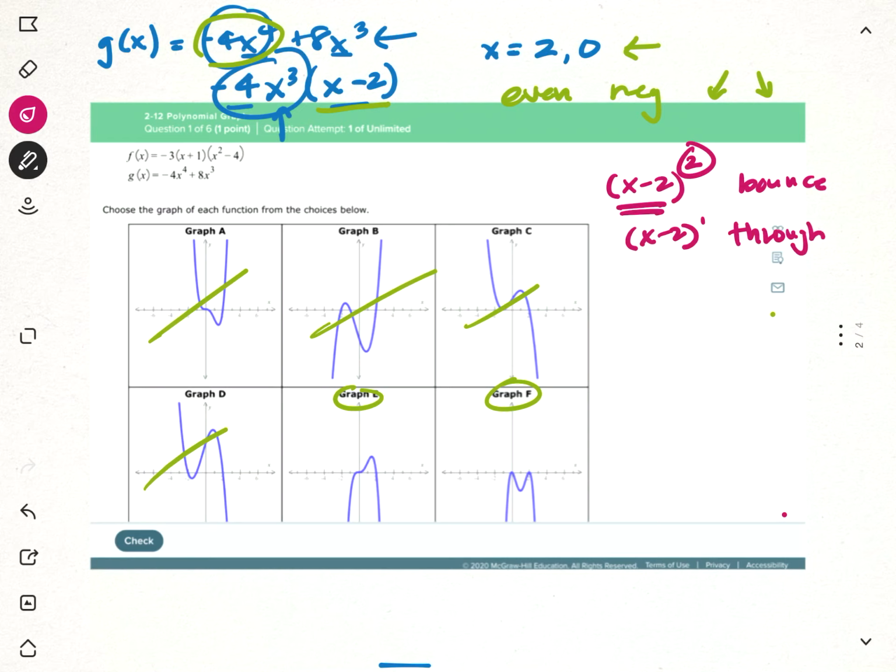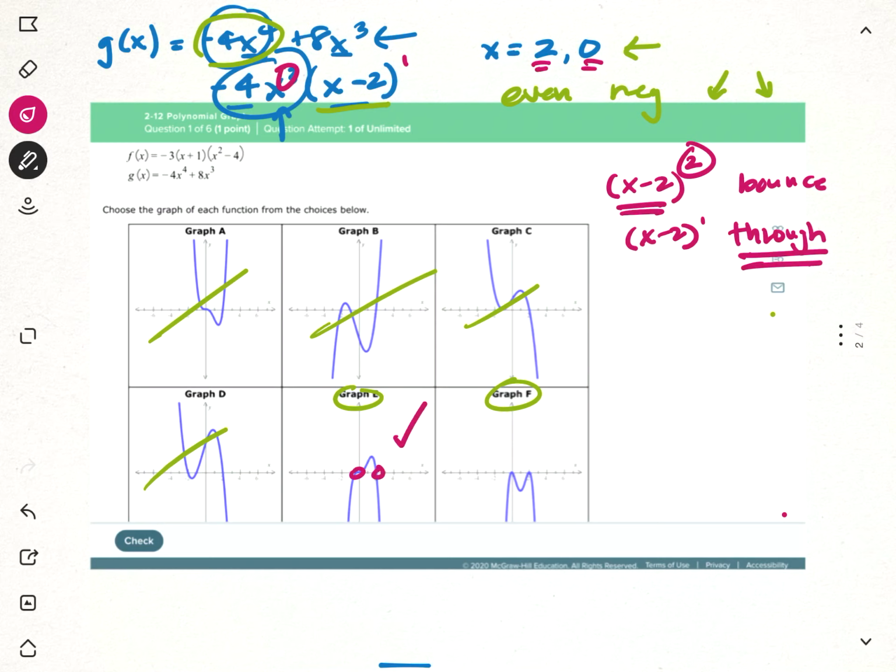All right, so let's look over here. For this one, we have an odd for our 0, right? Because that was our 0, 0. And then we have an odd again for our 2. So both of those should pass through the graph. So if we look here, this one passes through the graph, this one passes through the graph. So this would be the one we select.